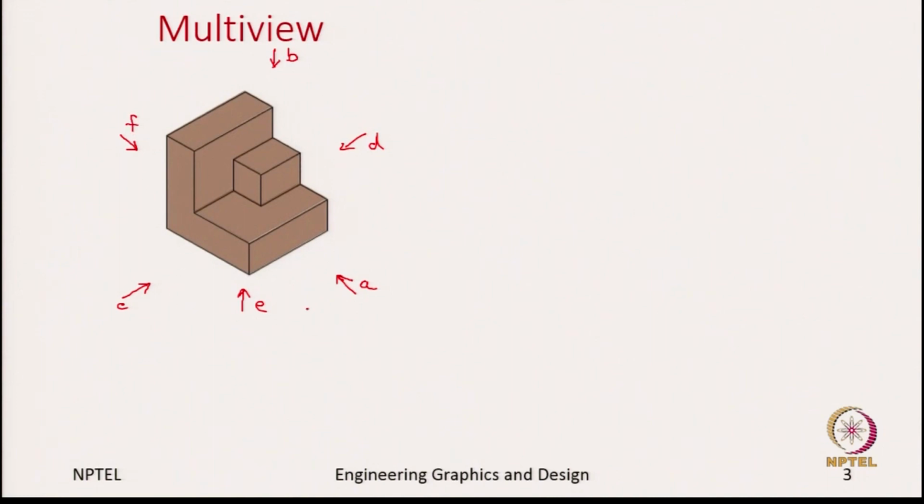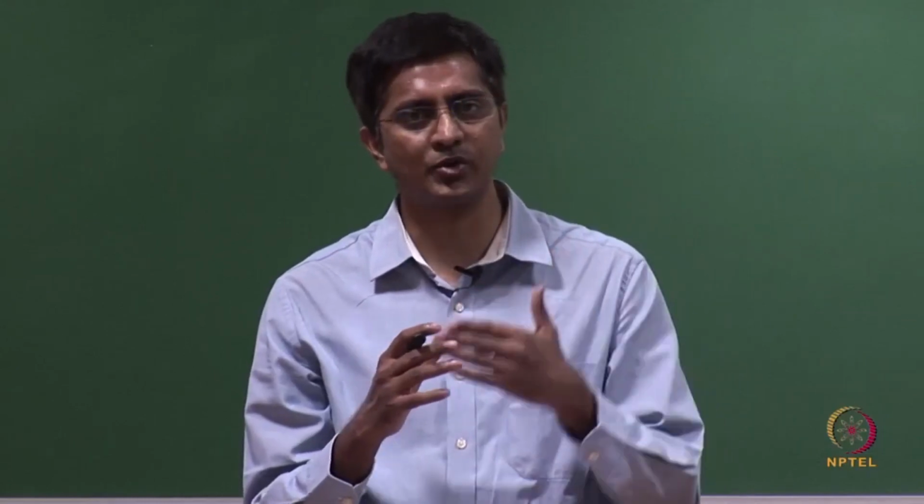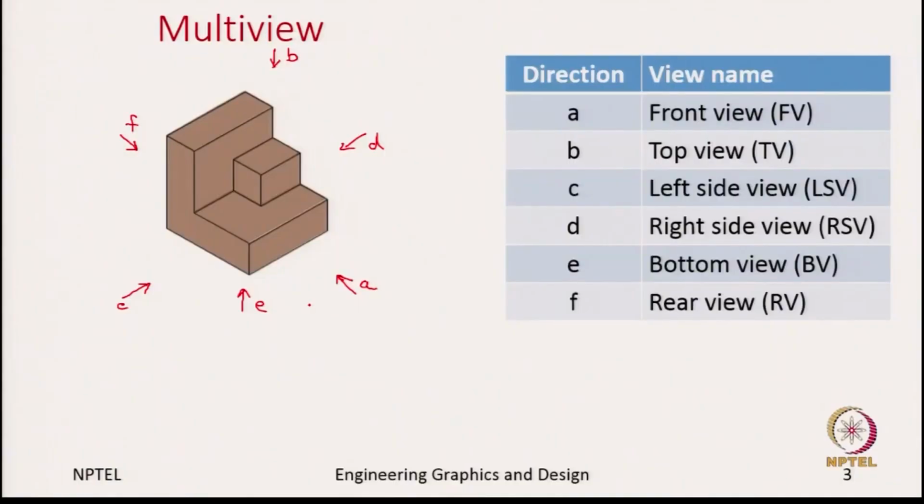The reason I am naming these is because depending on the direction you look, the view which you capture on the projection plane has a name, and those names are here. So, if you are looking at the front, the view you capture is called the front view, and from B, where you are looking from the top, what we capture is the top view, sometimes called as TV, depending on where you want to use.